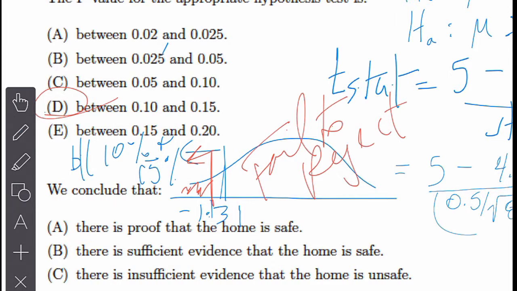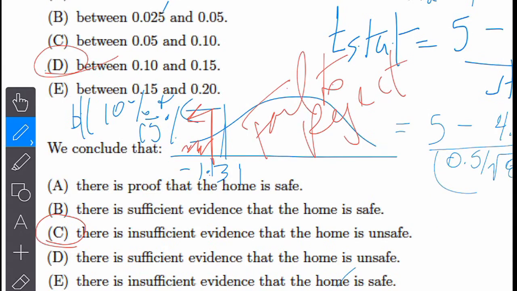And so, without looking at the options, we'd say something like, there is insufficient evidence that the home is unsafe, or there's sufficient evidence that the home is safe, something like that. And so I think that's option C. There is insufficient evidence that the home is unsafe, is what I said. So usually, make a statement, write it down, and then find and identify the right answer, okay? Otherwise you get lost in a sea of alternatives because they all look the same.